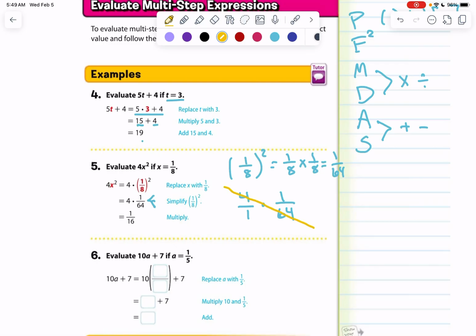Okay, so 4 and 64 both divisible by 4. 4 divided by 4 is 1. Okay, and what is that? 4 goes into 64. 4 goes into 6 once. 4, subtract, 2, bring down that 4. Oh, I see it now, 16. So we have 1/16.